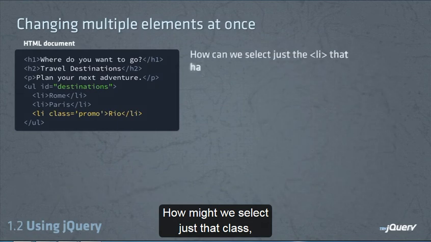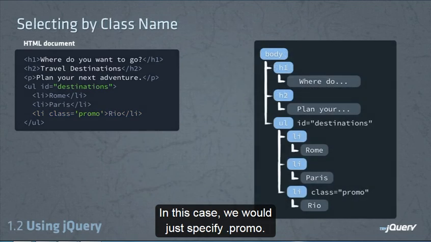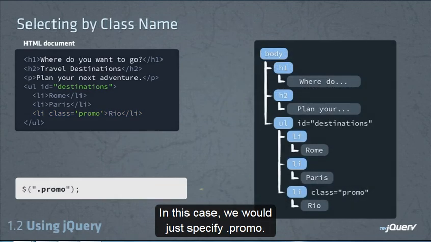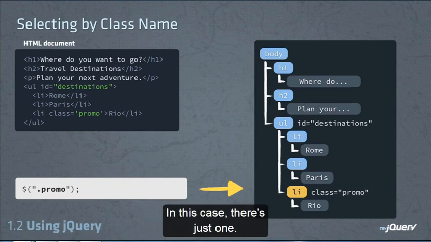How might we select just that class using the proper selector? In this case, we would just specify .promo, and that would select all the list elements that have the class of promo. In this case, there's just one.